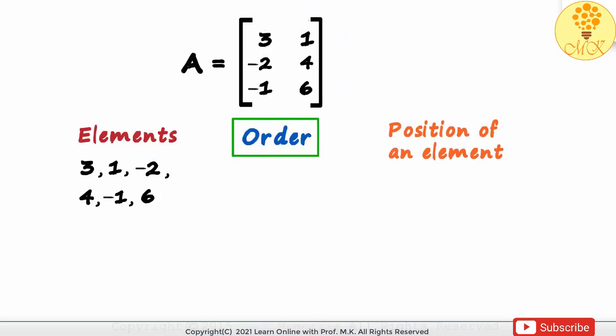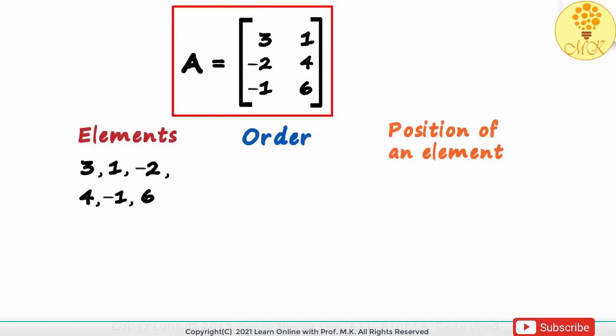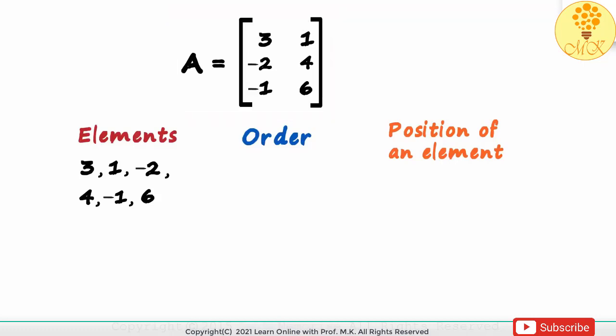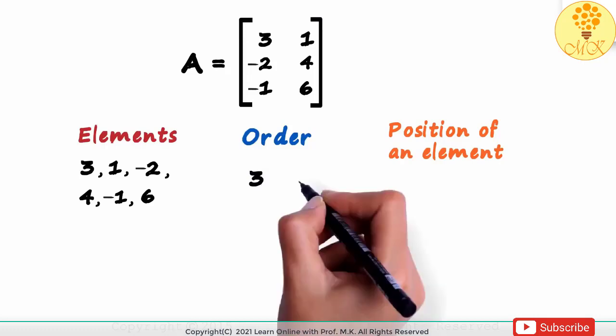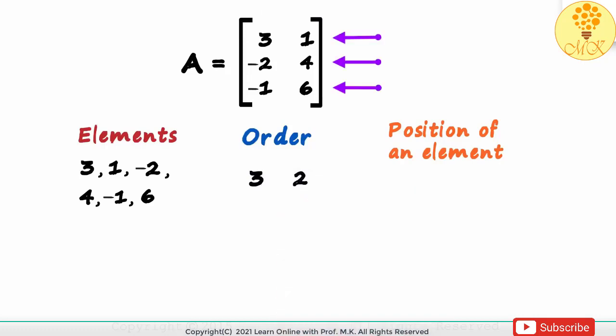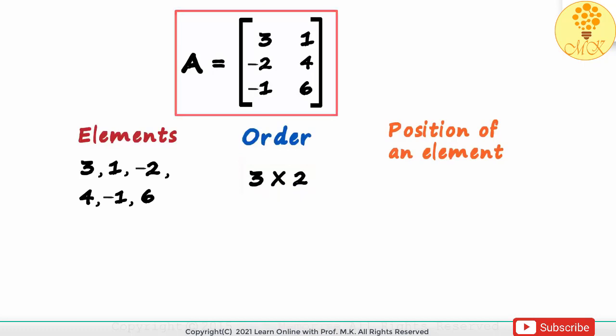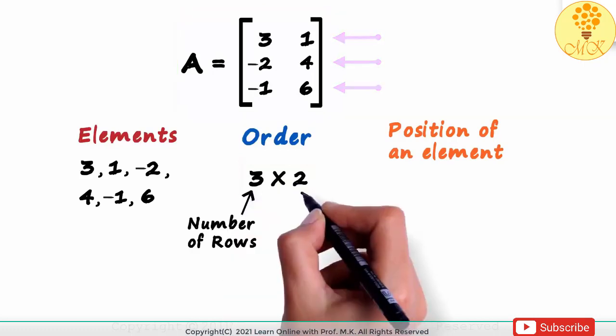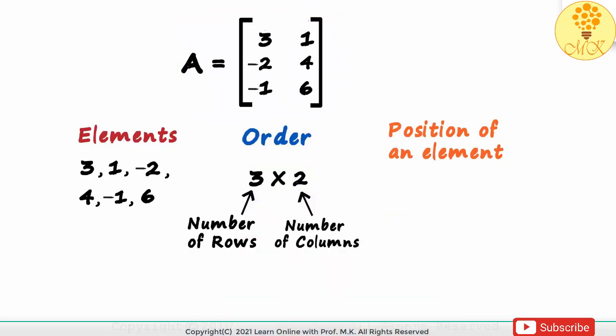What is the order of a matrix then? This matrix A, as we can clearly see, has 3 rows and 2 columns. The order of this matrix is 3 by 2. Don't forget the number of rows first and then the number of columns.